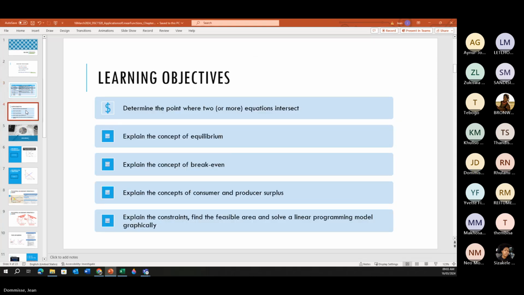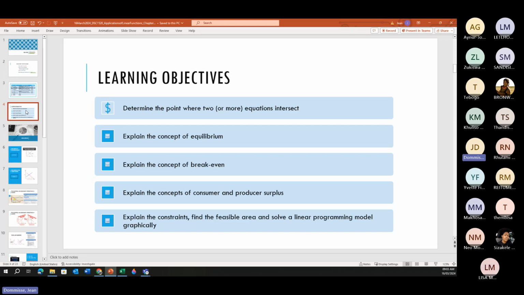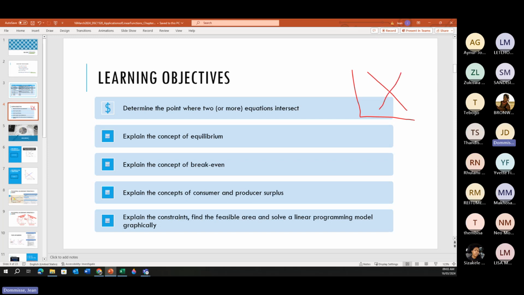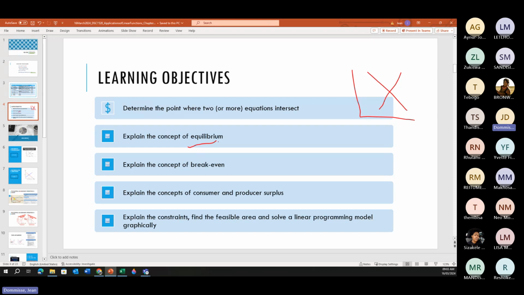Okay, so a few things. We need to determine the point where two equations will intersect. So wherever two points intersect, we will need to work that out. We will need to look at what equilibrium is and when it happens, and explain the concept of break-even. You can see all of this was covered a few years ago, so they can't ask you to explain something in the format of the exams and assignments now, but they can ask you some practical questions around that.